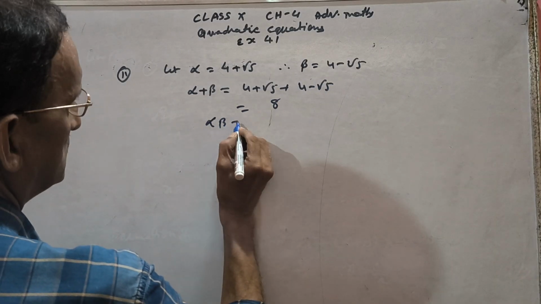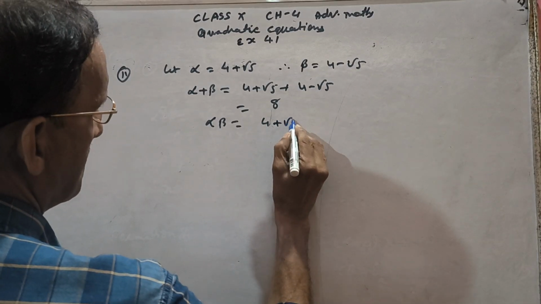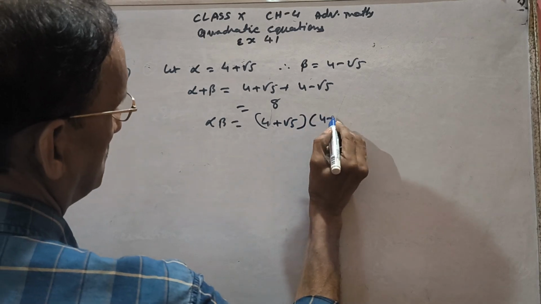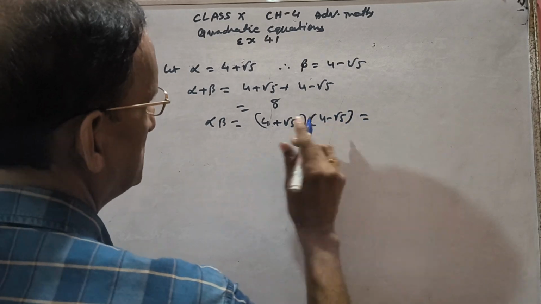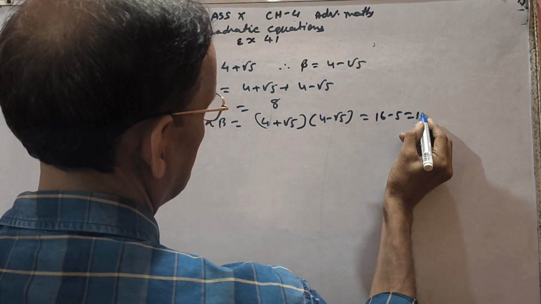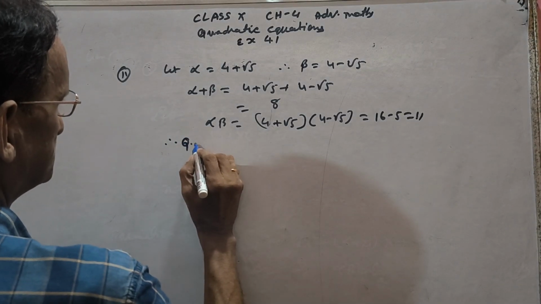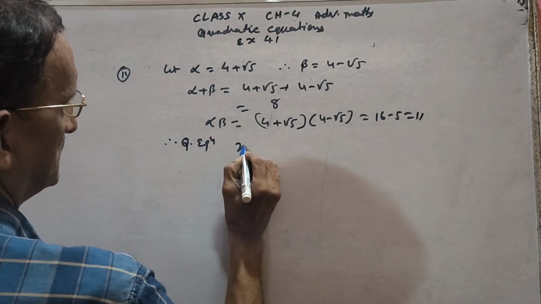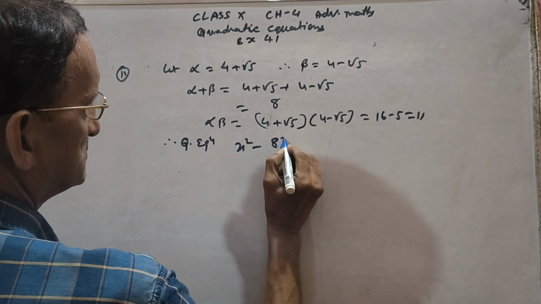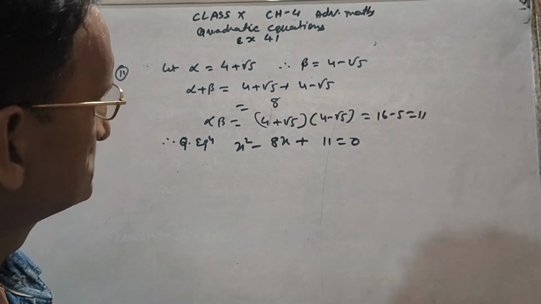Then find product of roots. 4 plus root 5 into 4 minus root 5, a plus b into a minus b, a square minus b square, so 16 minus 5, is it 11? Okay, therefore quadratic equation will be x square minus sum of roots into x plus product of roots equal to 0. Okay.